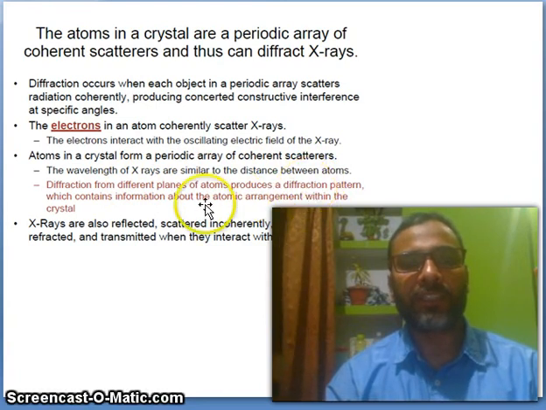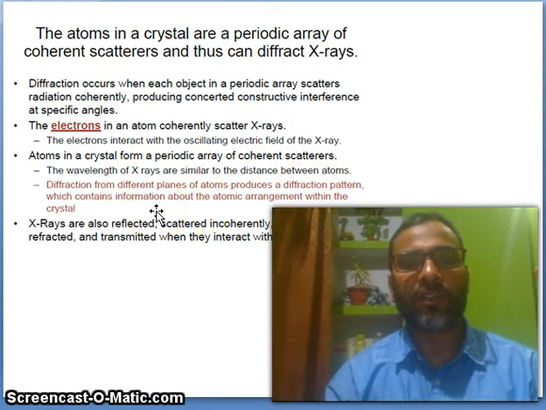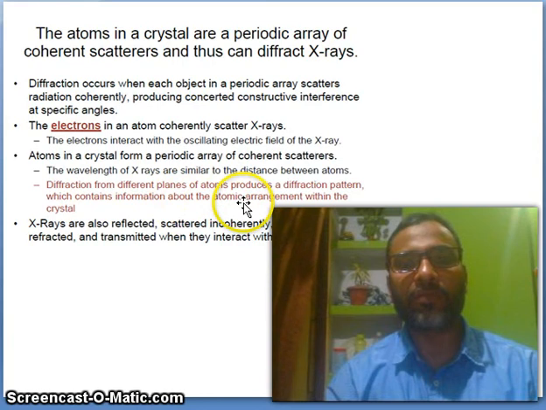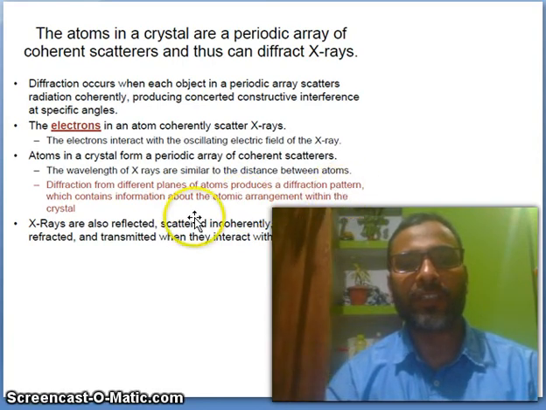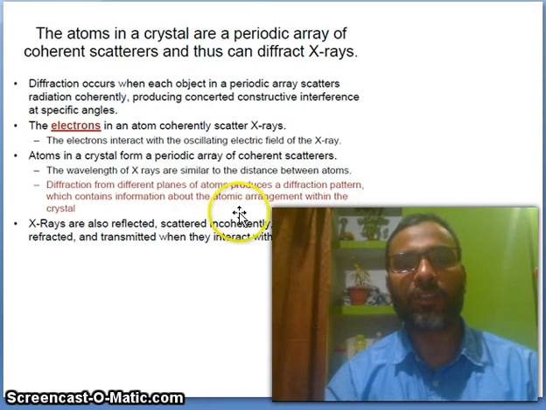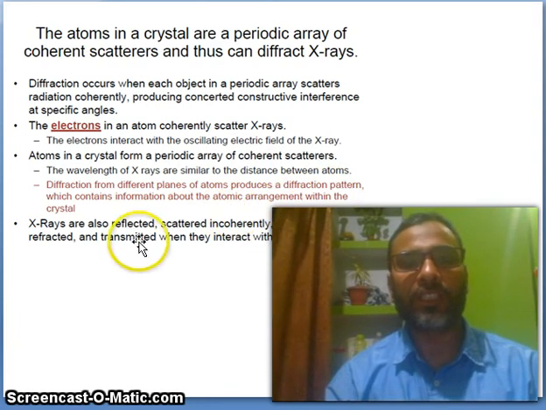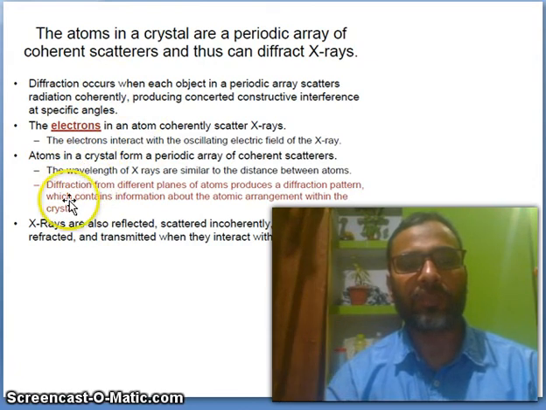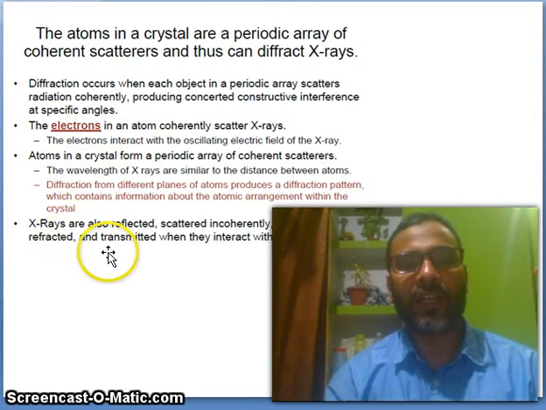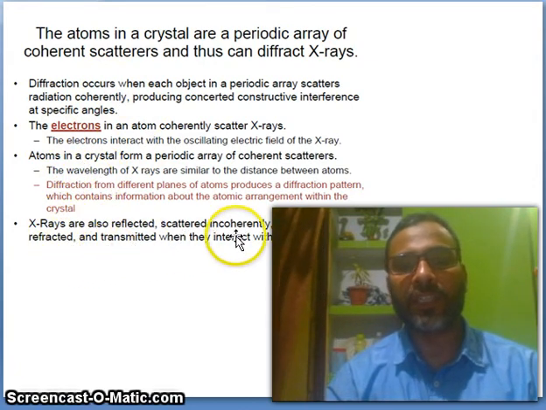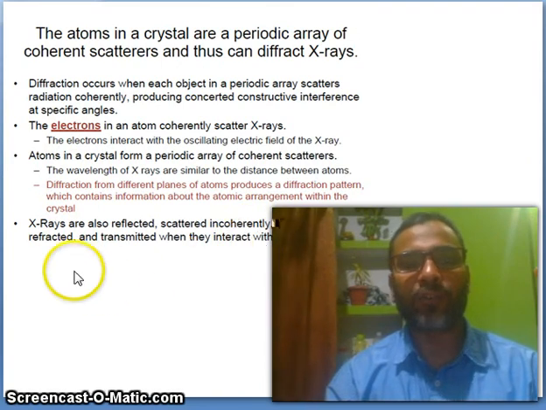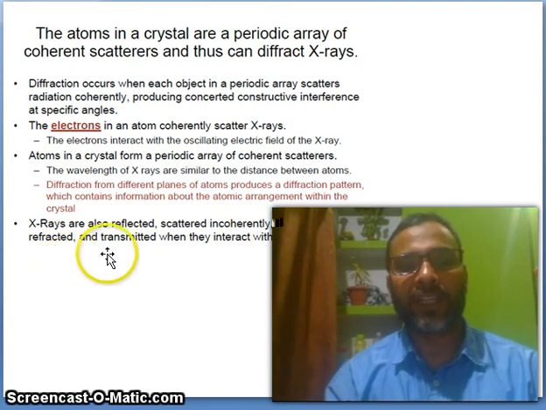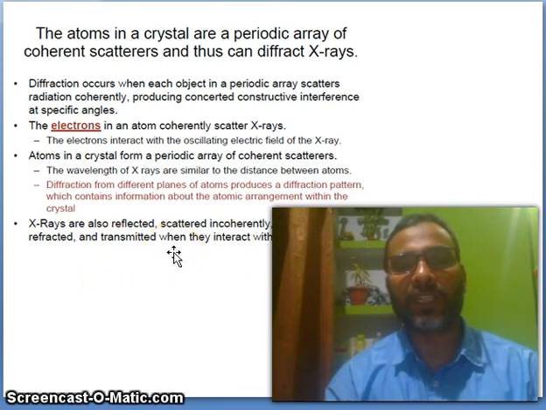So friends, diffraction from different planes of atoms produces a different diffraction pattern which contains information about the atomic arrangement within the crystal. So these are important points. Focus on this point: X-rays are also reflected, scattered incoherently, absorbed, refracted and transmitted when they interact with matter.